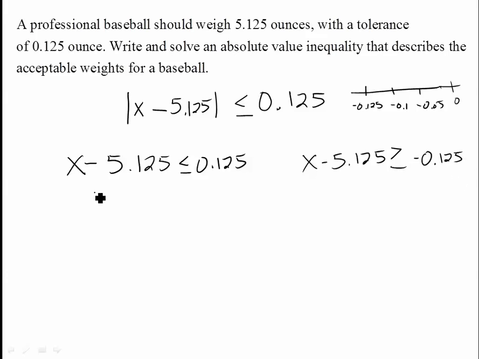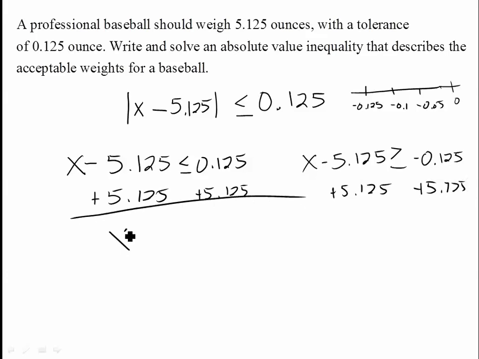In both cases, I'm going to add 5.125 to both sides. Which means in the one case, x could be less than or equal to 5.25 ounces. And in the other case, x could be greater than or equal to exactly 5 ounces.